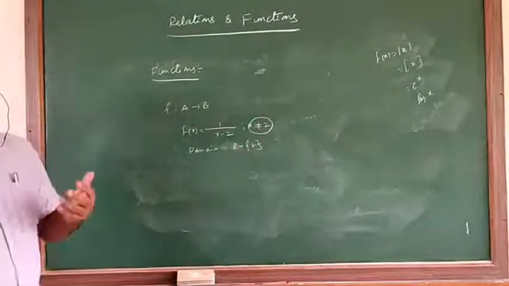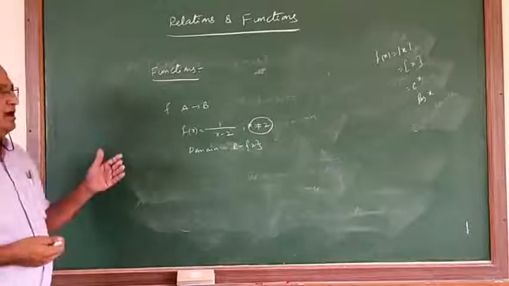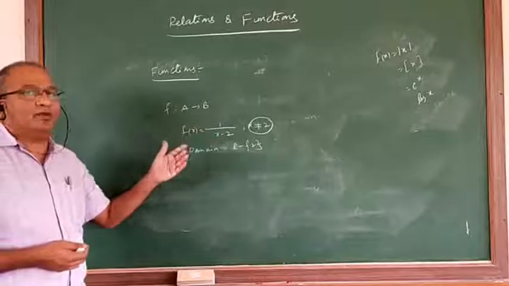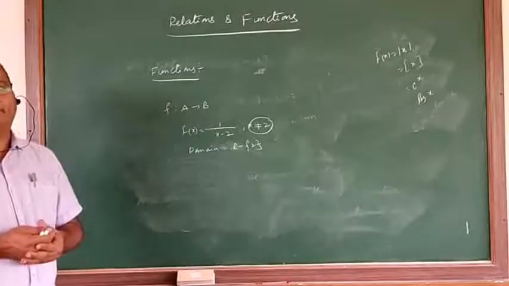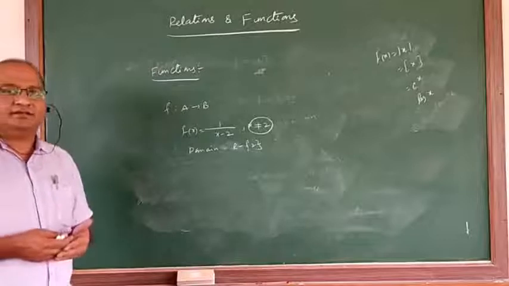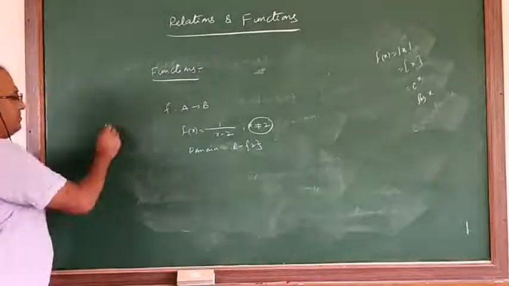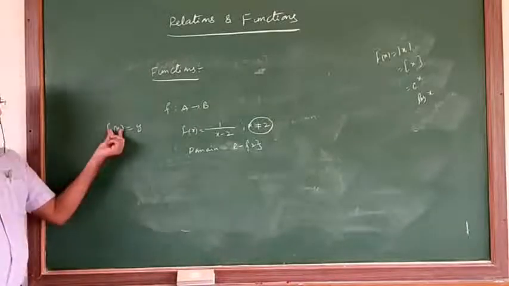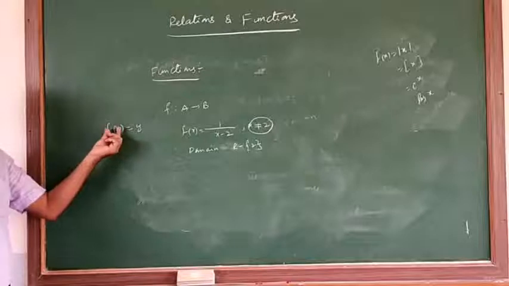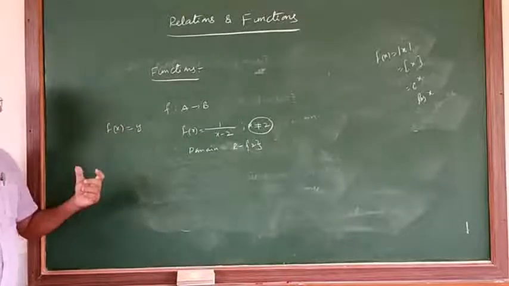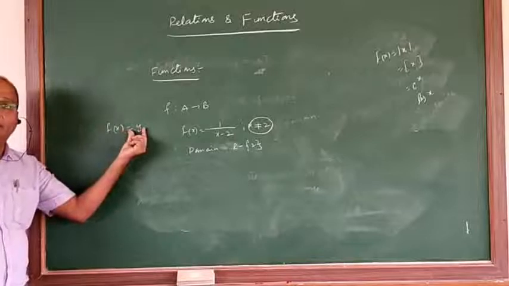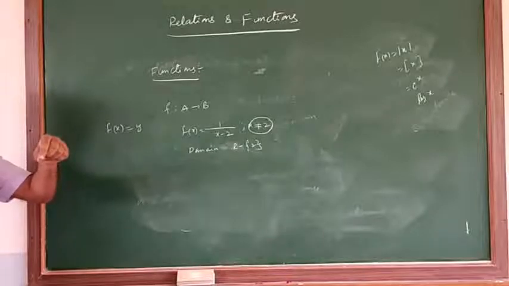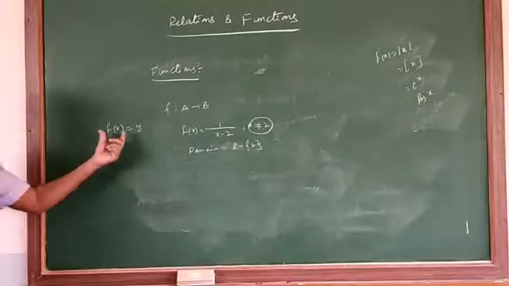So what is meant by domain in normal words? Domain means the set of all the values of x for which the function is definable. That set is called domain. What is the range? The set of all y values. For example, f of x is equal to y is a function. The set of x values for which the function is definable is called the domain. The set of all values of y after substituting the domain values is called the range of that function.